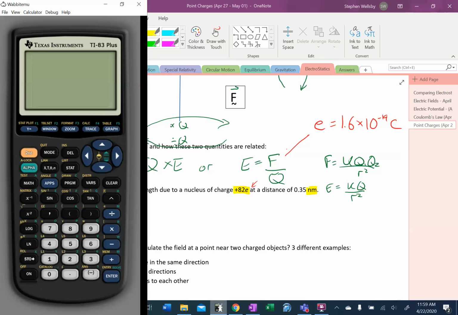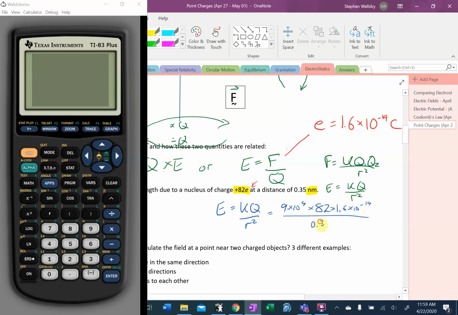Okay, if you're back from pausing the video, and hopefully you've answered this question for yourself, let's take a quick look at solving this one here. We are going to be finding out the field, and we know the field strength is KQ over R squared. So we're just going to multiply those values together. We already have all of these, so this is going to be 9 times 10 to the 9 times 82 times 1.6 times 10 to the negative 19, and we're going to divide that by 0.35 times 10 to the minus 9, all squared.